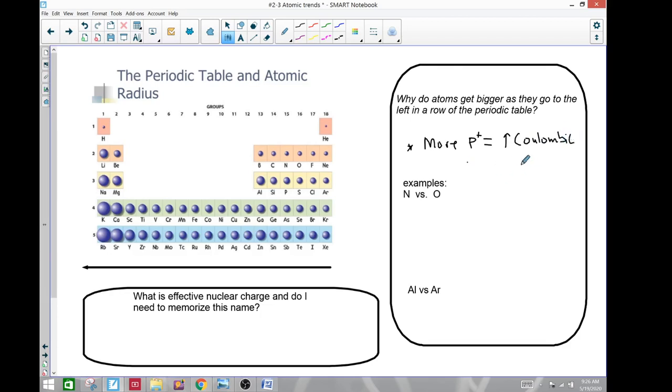Okay, and that's how you'd want to explain that. All right, now nitrogen versus oxygen. Once again, this one is slightly smaller because it has an increased number of protons. Aluminum versus argon. Aluminum's located here, argon's located here, and argon is slightly smaller. Now it's not a ton. Why? Increased number of protons, and therefore increased Coulombic attraction.